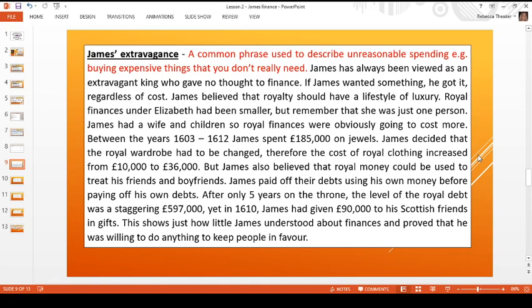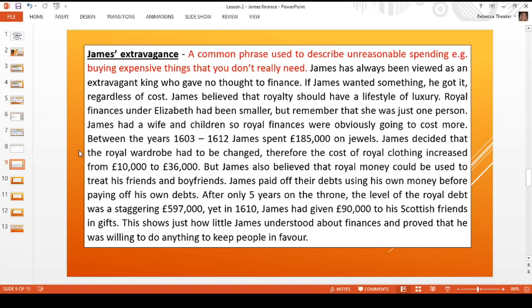But we also need to bear in mind that whilst the cost was more, it was a lot more. So between the years 1603 and 1612, James spent £185,000 on jewels alone. James decided that the royal wardrobe had to be changed. Therefore, the cost of royal clothing increased from £10,000 to £36,000, so that is a considerable increase. James also believed that royal money could be used to treat his friends and boyfriends.